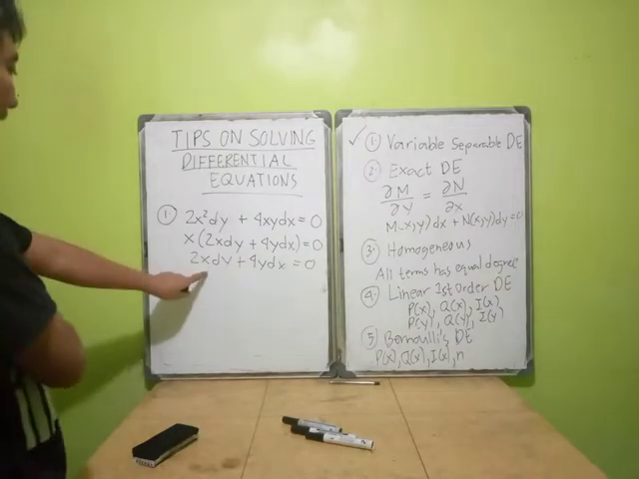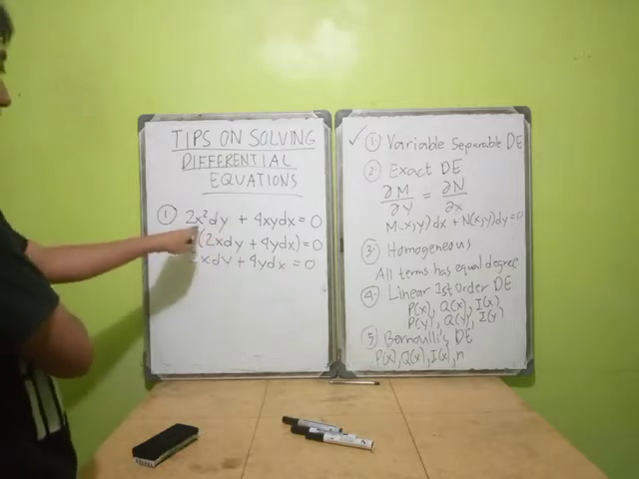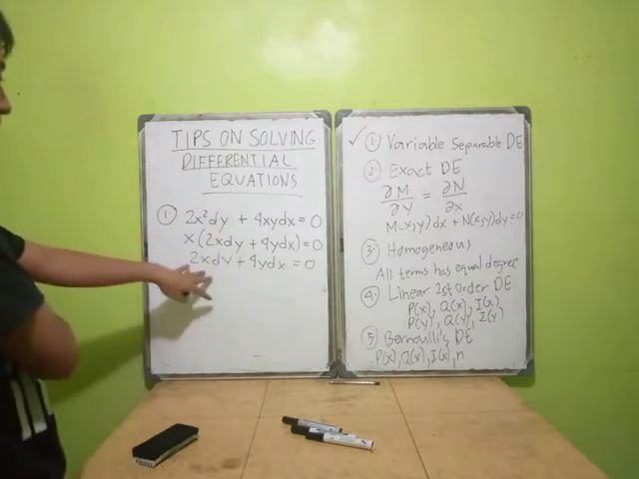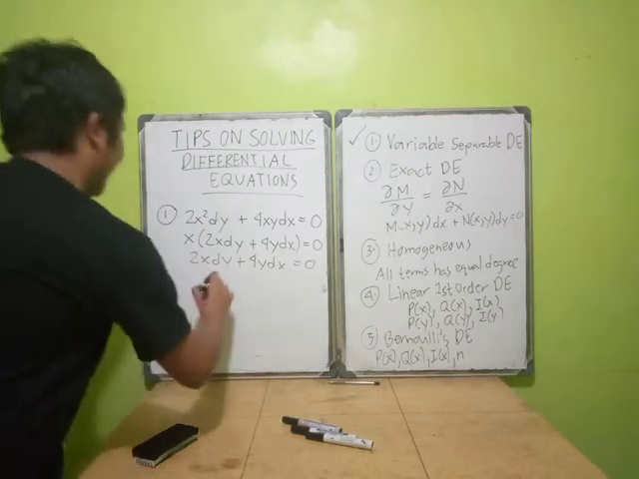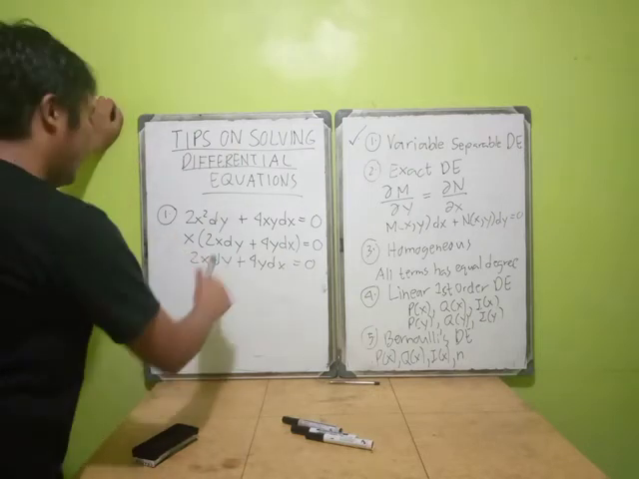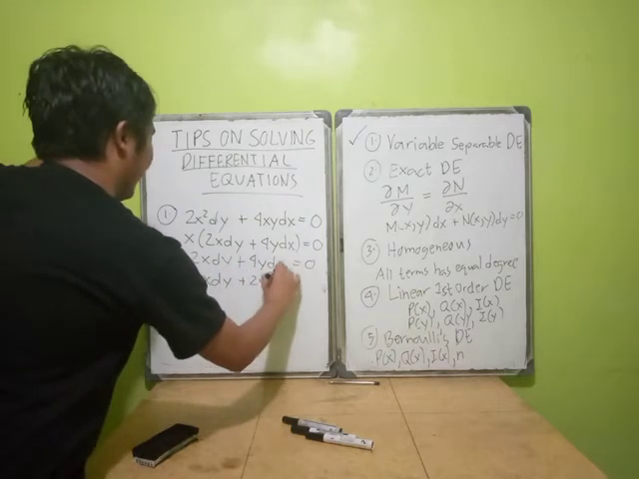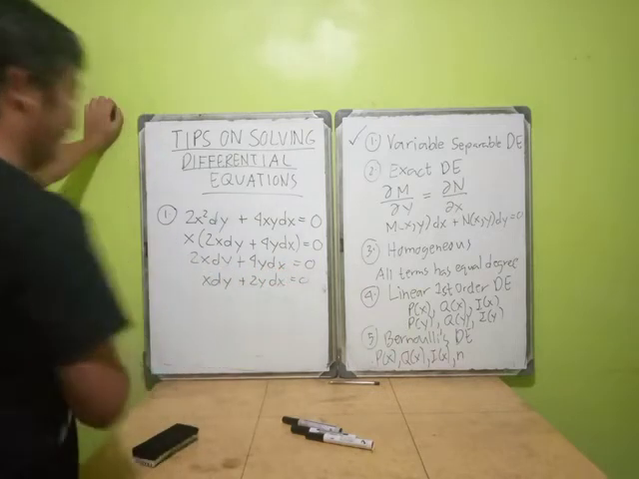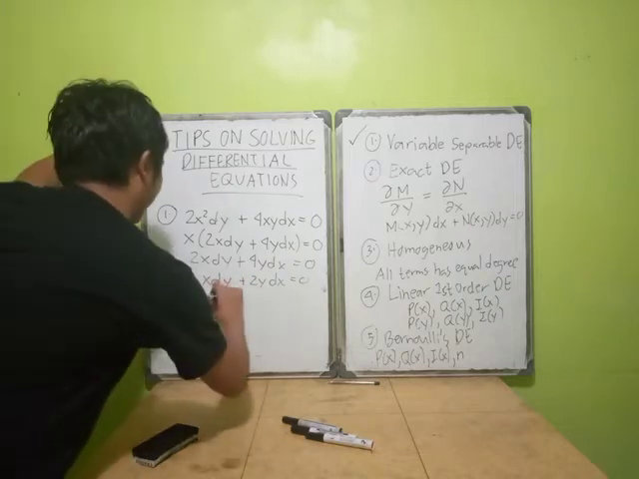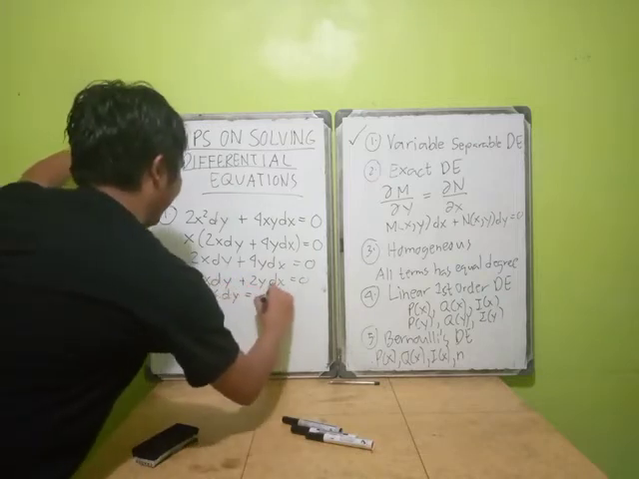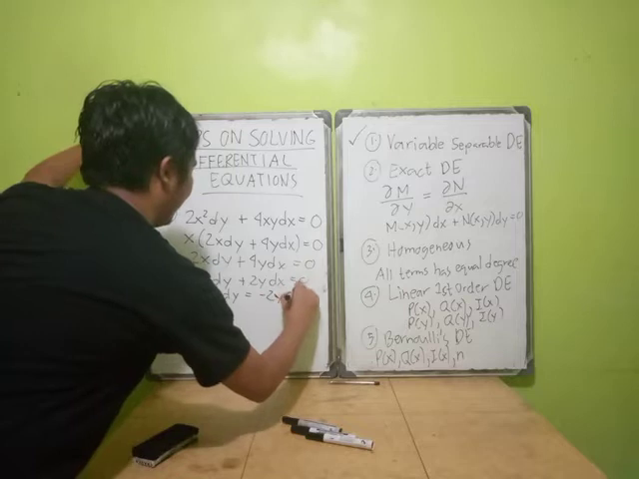Okay? Na-factor out ko na yung x para ma-simplify yung solution. So, nakita nyo naman. Okay? Pwede pa nating i-divide by 2. So, magiging x dy plus 2y dx. Okay. So, pwede nating ilipat dito. Magiging negative 2y dx siya.